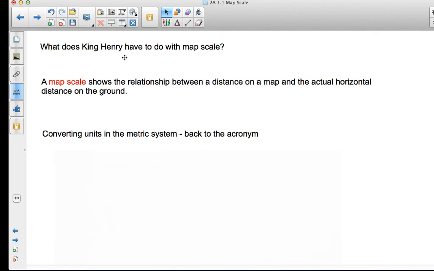So, what does King Henry have to do with map scale? Well, a map scale shows the relationship between a distance on a map and the actual horizontal distance on the ground. It is usually represented in the ratio 1 to r, where these are unit rates, or as a fraction 1 over r.